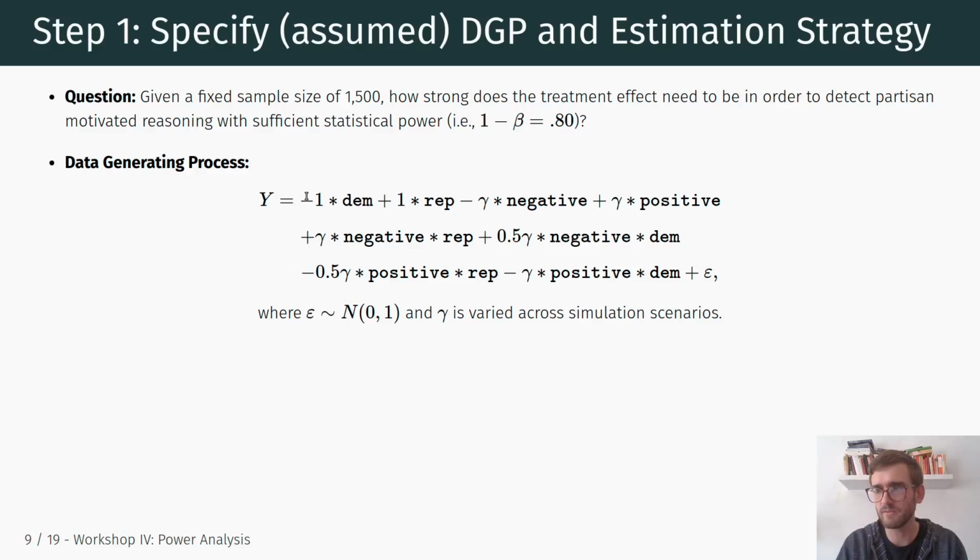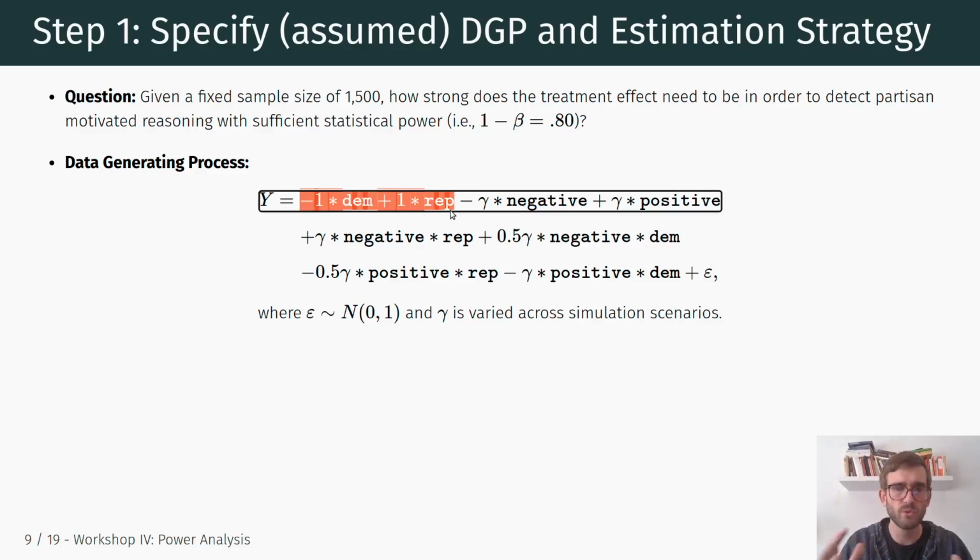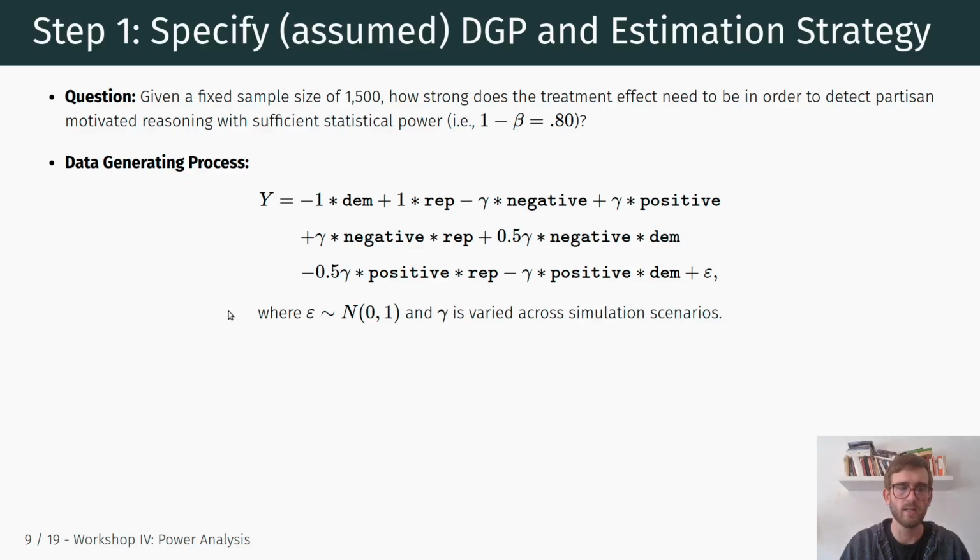And again, you can think of them as relative to the partisan differences that we observe pre-treatment, in the sense, right? And we will range gamma from around 0.1 up to 1. So the maximum effect size that we're going to explore is equivalent to the pre-treatment partisan differences, which is a quite substantial effect size. Okay.